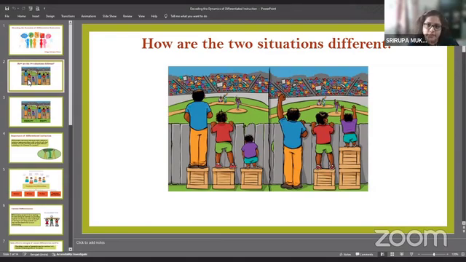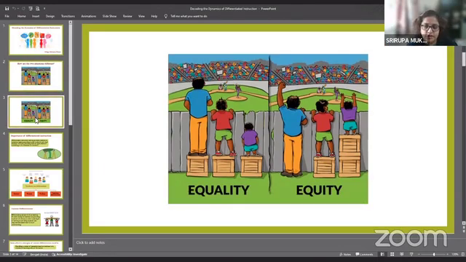In the first picture, it is very evident that we have provided the same resources to three different individuals who actually have three very different requirements. Whereas in sharp contrast, in the second picture, we have varied the resources slightly, and the resources have been provided to the individuals keeping in mind their requirements, their needs. This, I would say, is a classic example of the difference between equality and equity.